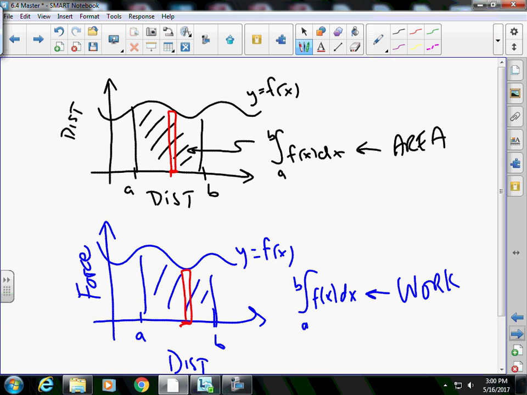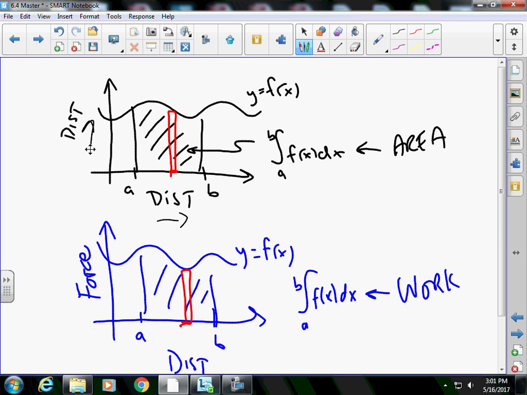So when we look at work, we have distance in this direction, and we have distance in this direction. We want the area of that. We say y is equal to f of x, and we can integrate that, and that's the area, right? That was when we had area.